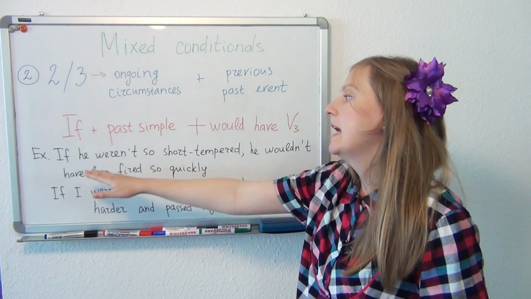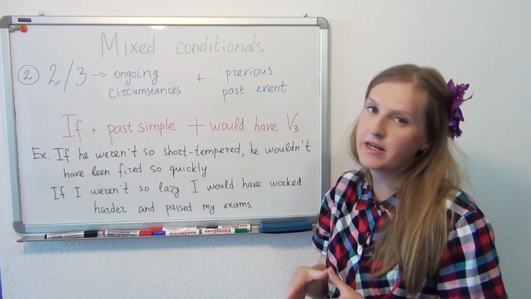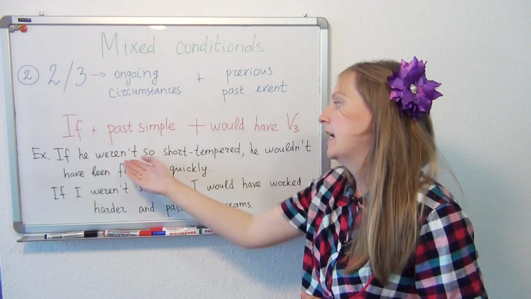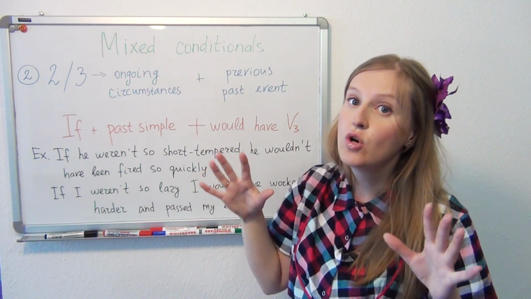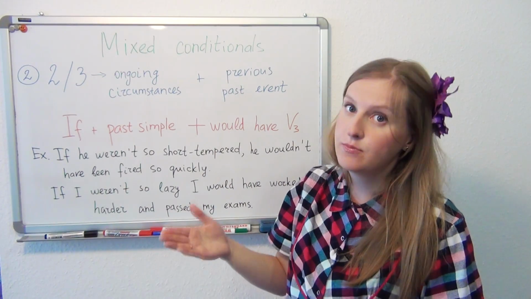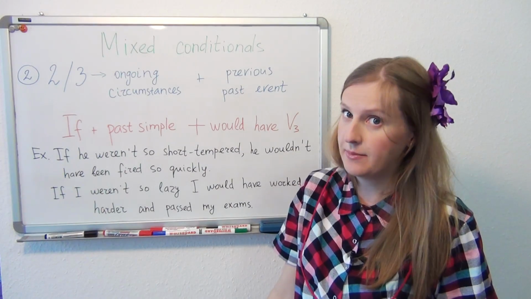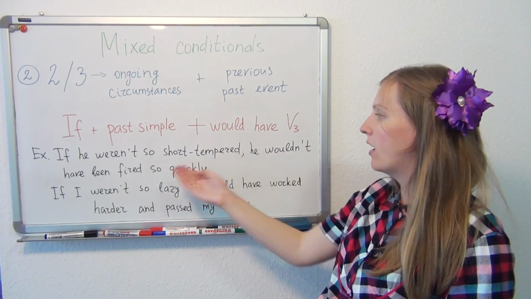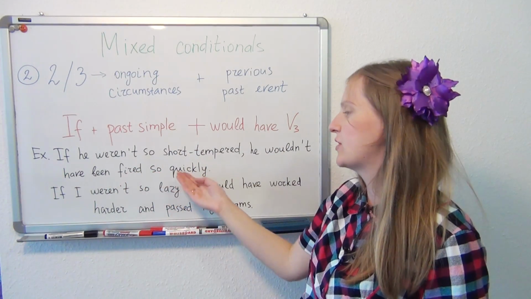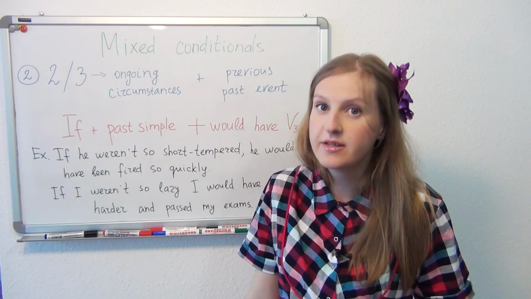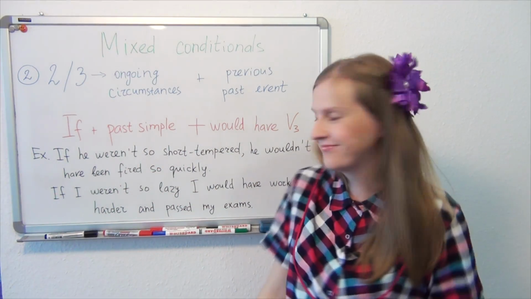Two examples. If he weren't so short-tempered, he wouldn't have been fired so quickly. At the very beginning, we have ongoing circumstances, some information which is true now. It is still true now in present. He is short-tempered. He's still short-tempered. And in the second part, we have a past event. He wouldn't have been fired so quickly. So he was fired rather quickly because of his character.